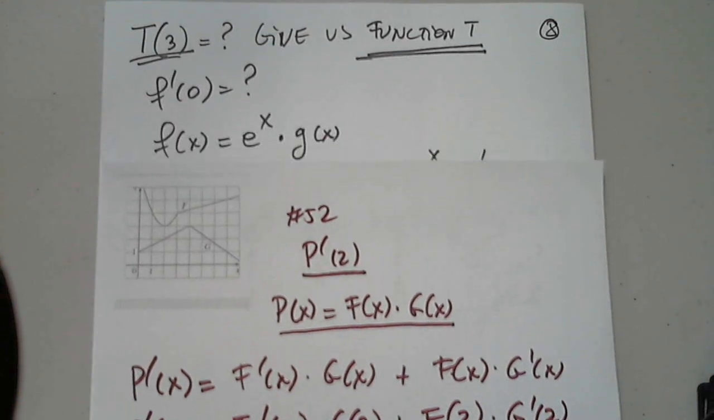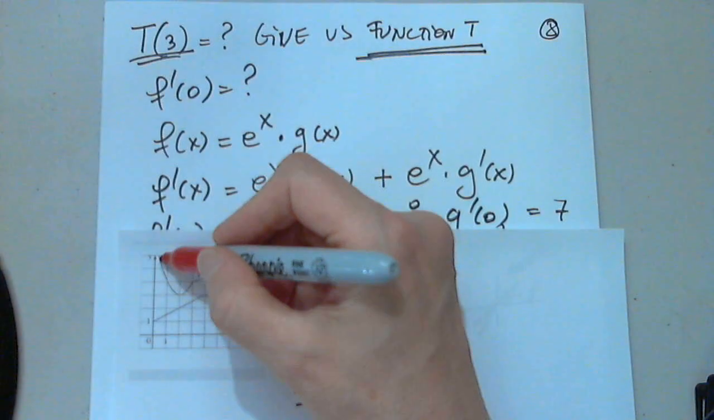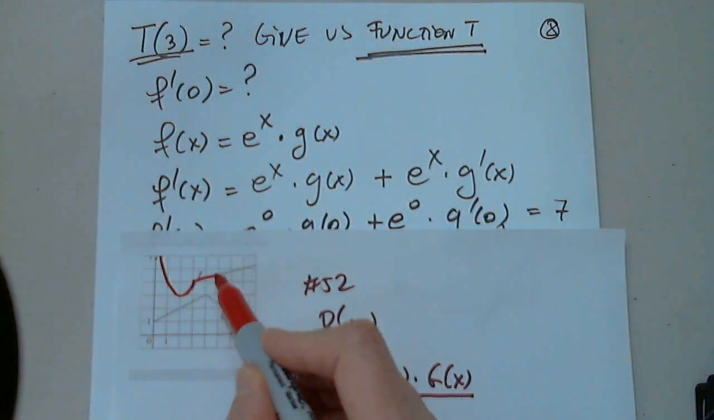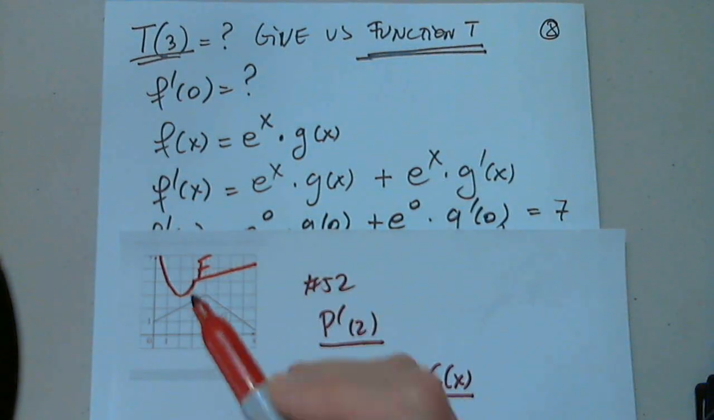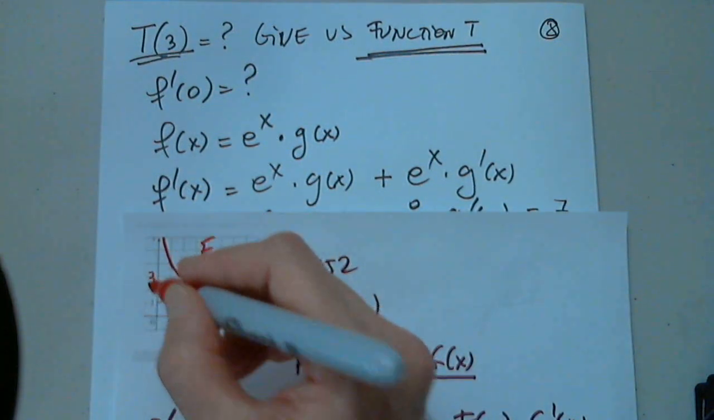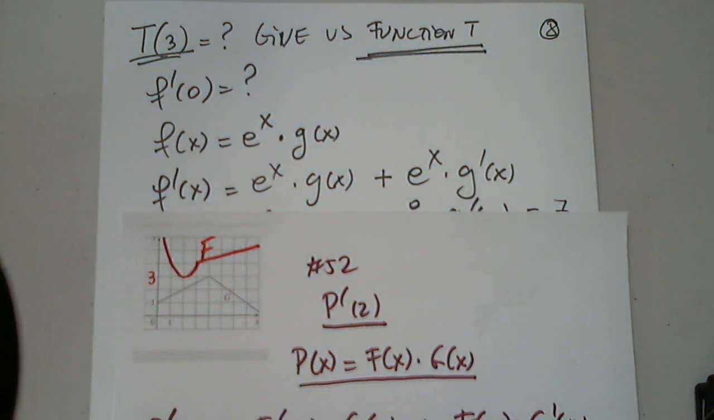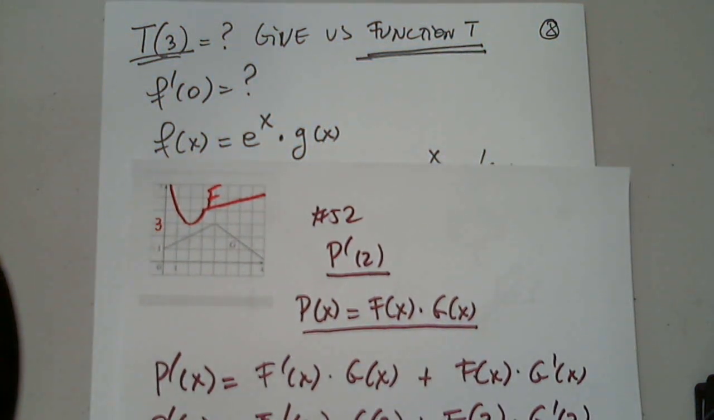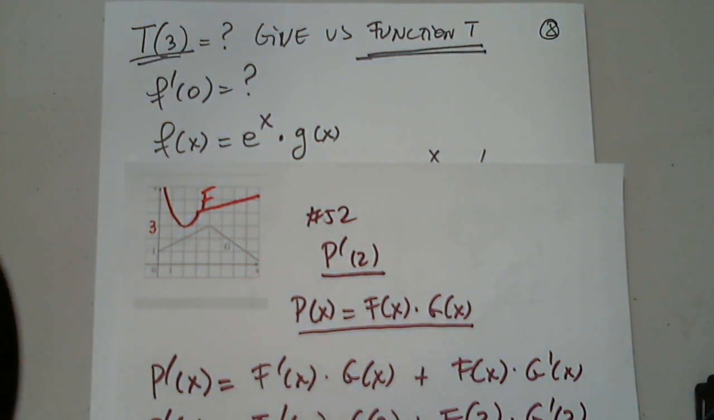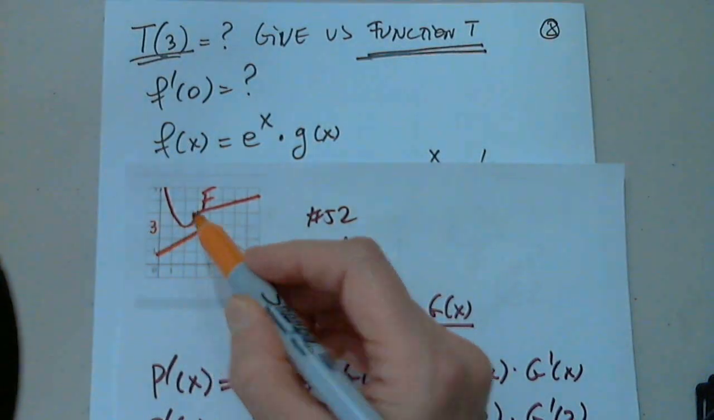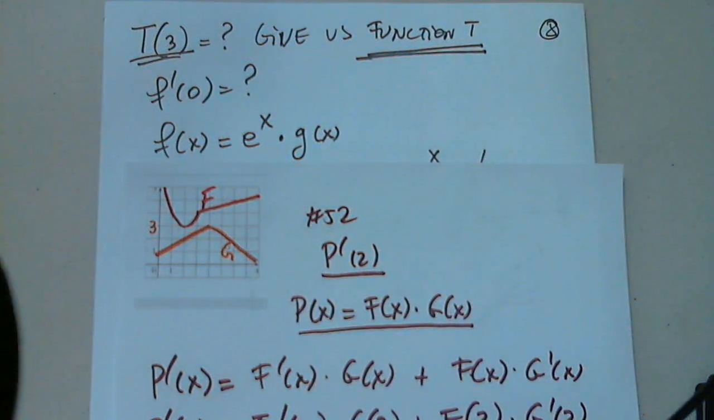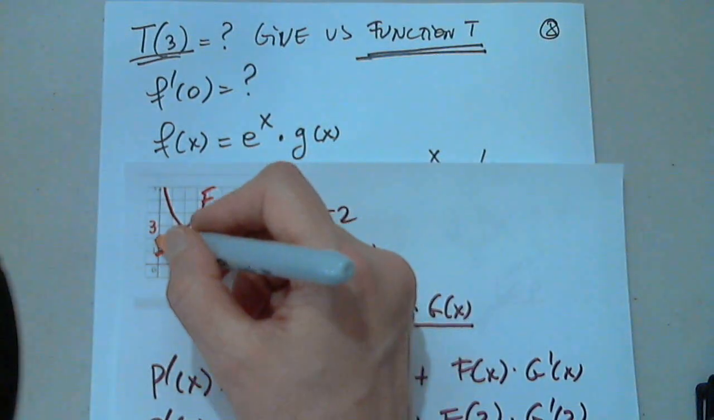Now let's see what this means. F of 2, very easy. So this is f. F of 2, so 1, 2, 3. So f of 2 is 3. Now the other one is g. Let me use this color. So this is g, and we want g of 2. G of 2 is 2.